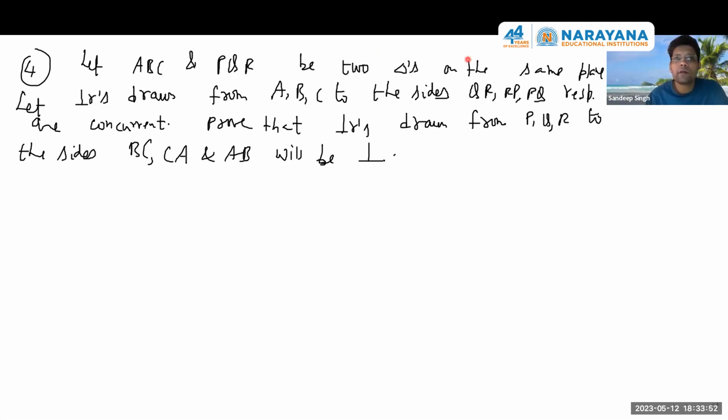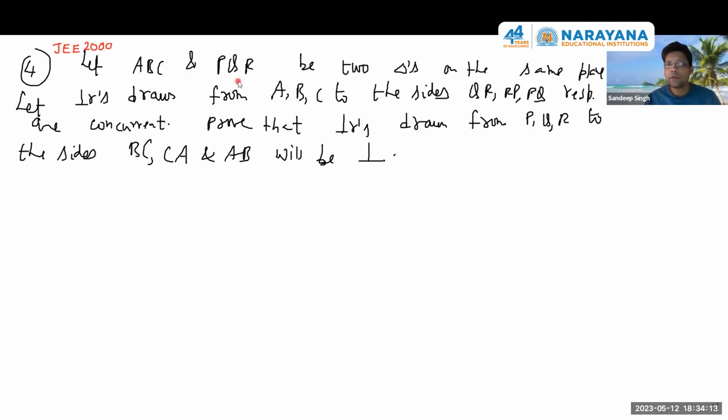This is again a previous year JEE problem, which is again missing. Can you guess the year? This came in JEE 2020. Sorry, not 2020, 2000. 23 years back. So let me read the problem for you.